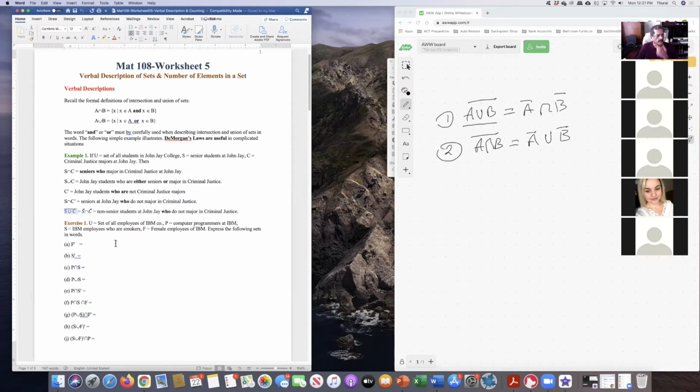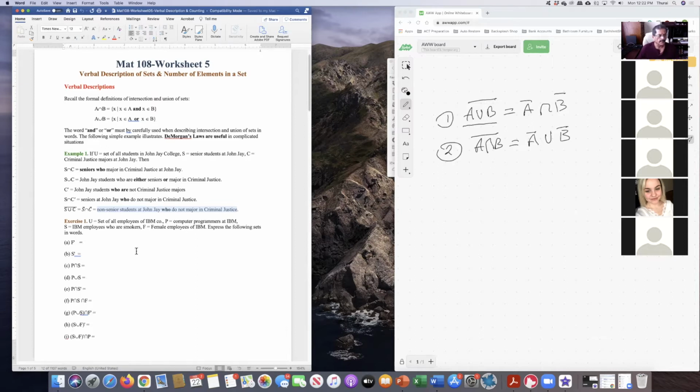If it asks you for (S union C) complement, it's going to be harder to translate (S union C) complement than S complement intersection C complement. So I'm applying De Morgan's law to get S complement intersection C complement, and now I can say it easily. S complement would be non-senior students. C complement would be non-criminal justice majors. So non-senior students at John Jay who do not major in criminal justice. That's what the description for that is.